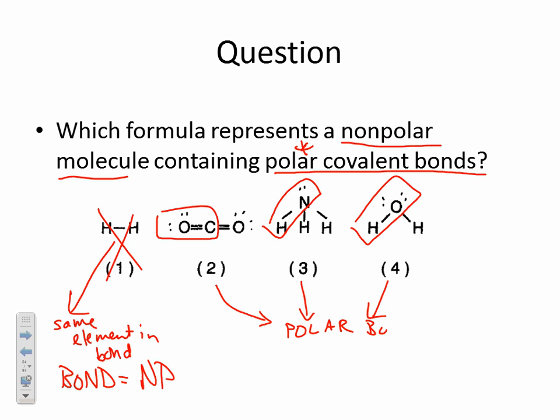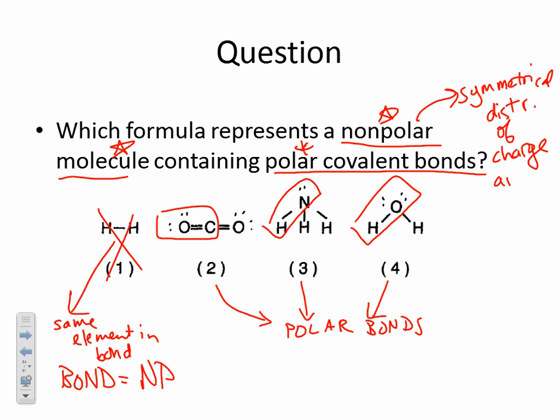I do have 2 different elements involved in the bonds. So, okay, that's good. So I know that at least choices 2, 3, and 4, they're all polar covalent bonding. So that works. Now I need to go to the nonpolar molecule bit. So I'm down to choices 2, 3, and 4 for which molecule is nonpolar. Nonpolar molecule means symmetrical distribution of charge around the middle, around the central atom.